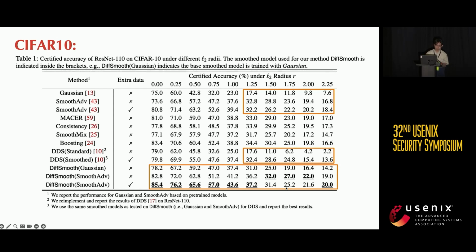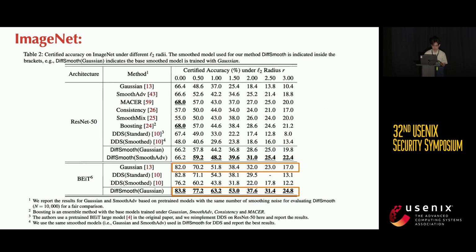And the result is similar on ImageNet. As you can see, with a ViT model, with local smoothing, we can achieve at least 10% improvement on ImageNet, and we still maintain a higher certified accuracy on the large radius. So it is quite amazing with such a simple trick.